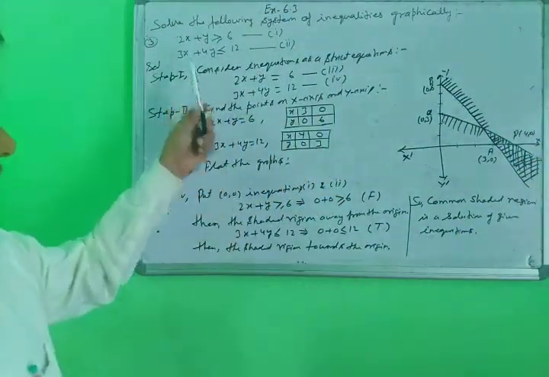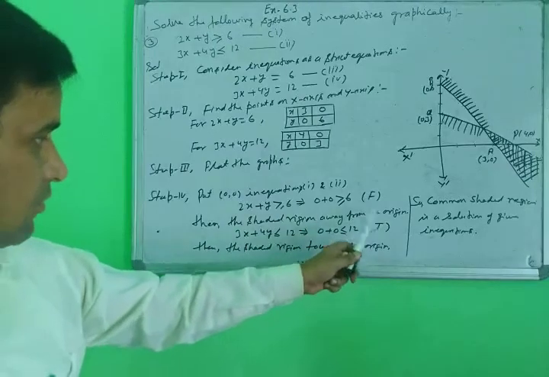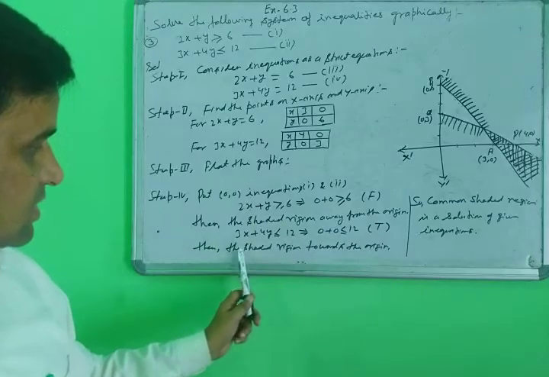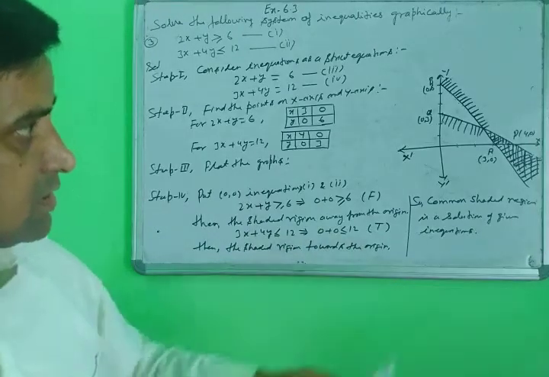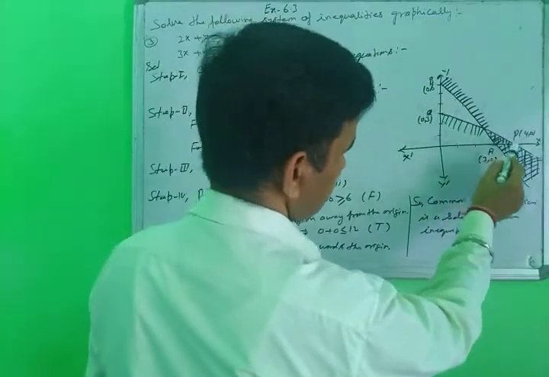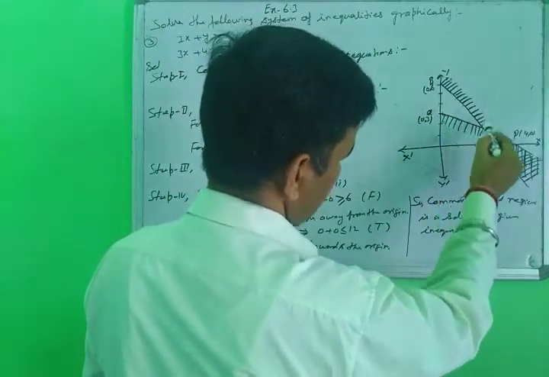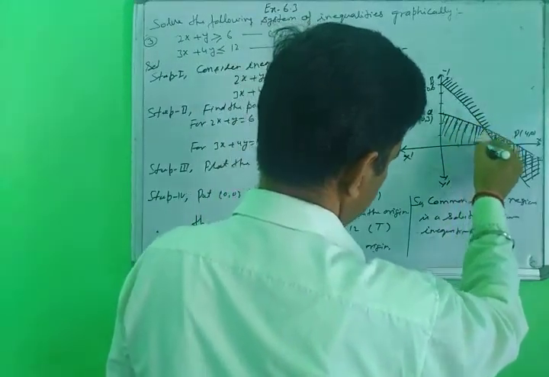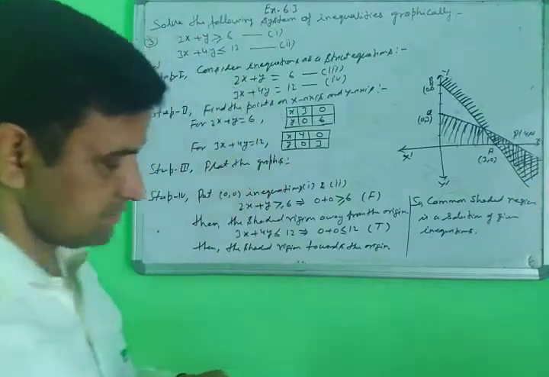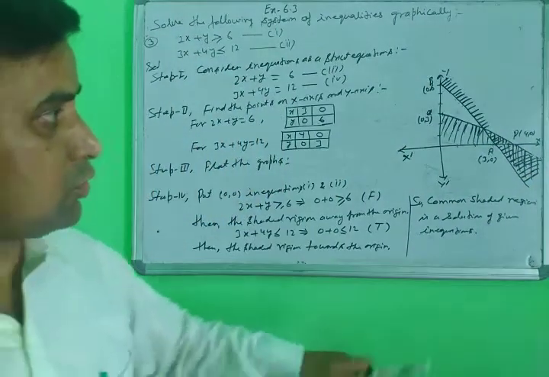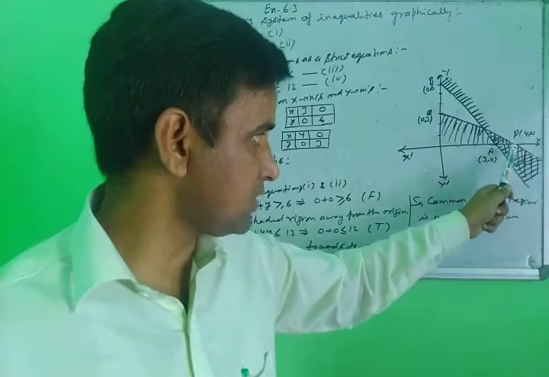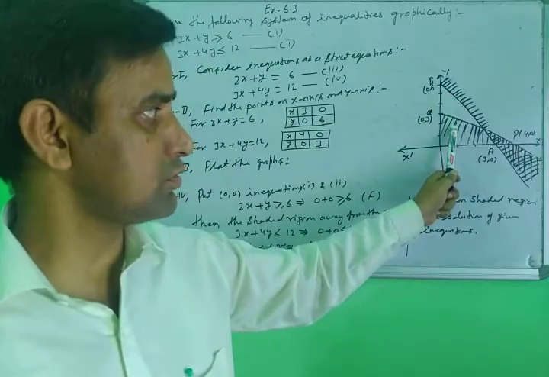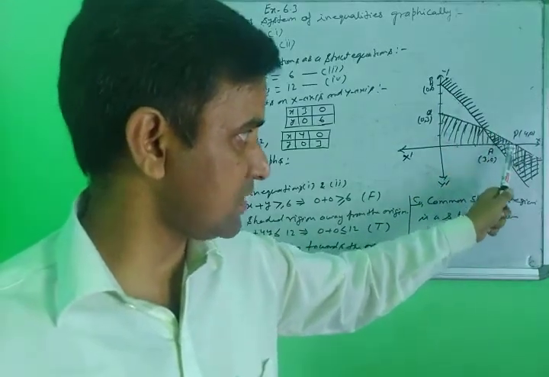For our second graph, when you put 0, 0 the condition is true. Then you can say the shaded region is toward the origin. So this is your second graph, P, Q, toward the origin. This complete portion. But where is your solution region? Only the common shaded part. This portion is not the solution; only the common shaded part is the solution region.